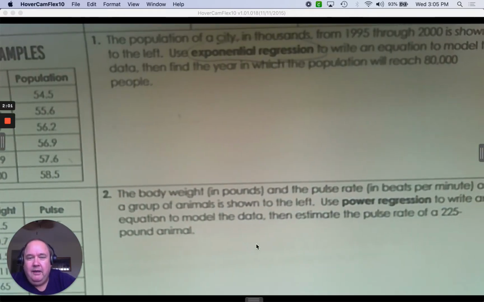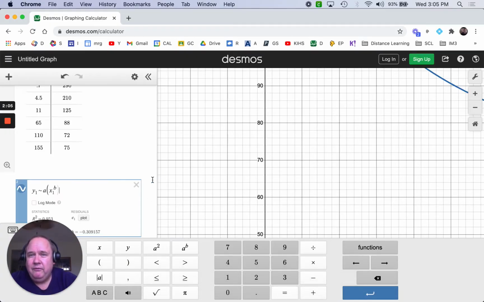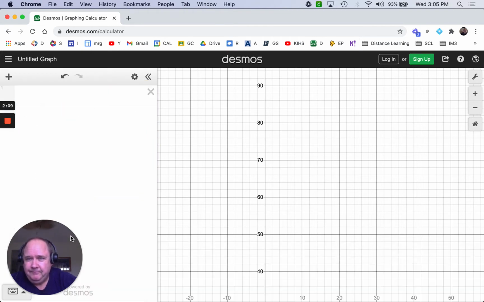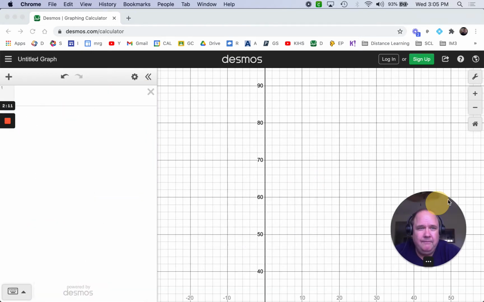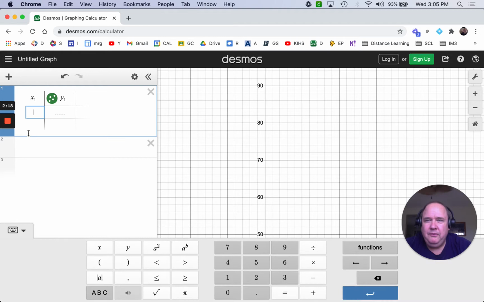So I want you to go to Desmos. I'm going to do the same thing. And let's just start from the beginning. I already have some things I put in here. I'm going to move my head over here. First thing I want you to do is press the plus sign and table. And we're going to put the table into Desmos.